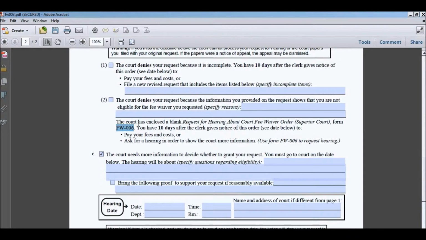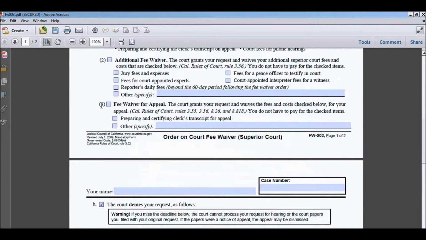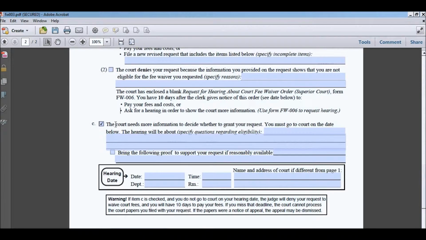So, the third possibility here, it's either a grant, a denial. The third possibility is that the court really doesn't know. So, for example, maybe you've provided information that's a little confusing. They don't quite understand what's happening in your situation. So you might have to go to court to explain to the judge why you need a fee waiver, why your finances are the way they are, and so on. So if you do have this third option checked, option C right here, the court will actually pick a day, a time, a room, and a department, and all that stuff for you to show up and explain to the judge what your situation is.